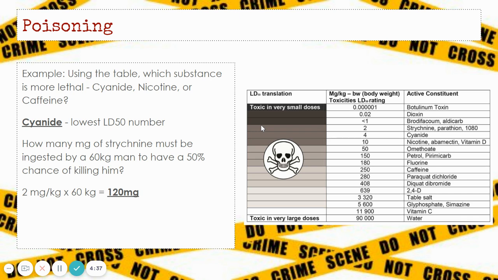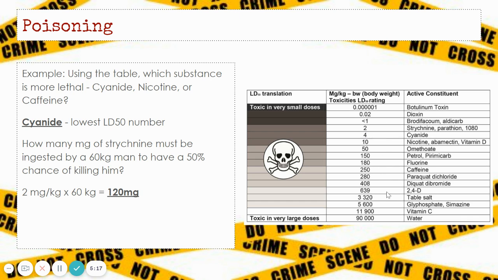So let's look at some examples here. You can see on the table a bunch of different types of toxins. It says, using the table, which substance is more lethal, cyanide, nicotine, or caffeine? So if we look at cyanide, it has an LD50 of 4 milligrams per kilogram of body weight. Nicotine, right here, has an LD50 of 10. And then caffeine has an LD50 of 250. So the most toxic is going to be the one with the lowest number. So that would be cyanide. You only need a small amount of cyanide in order to kill 50% of the population.